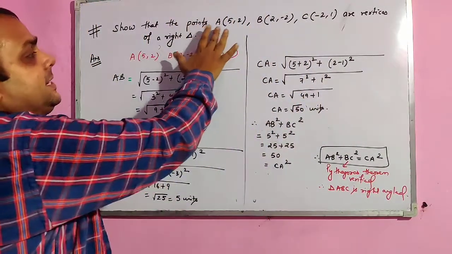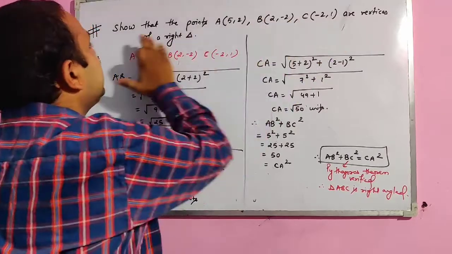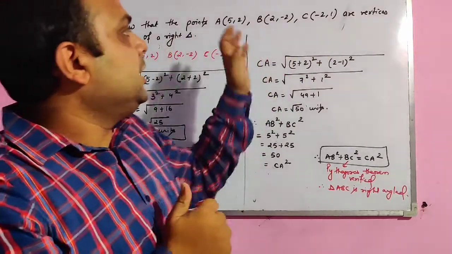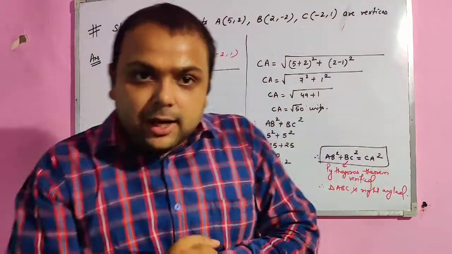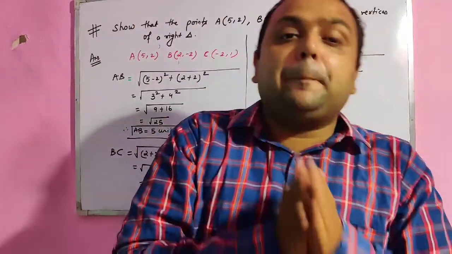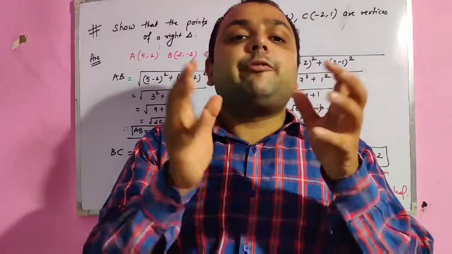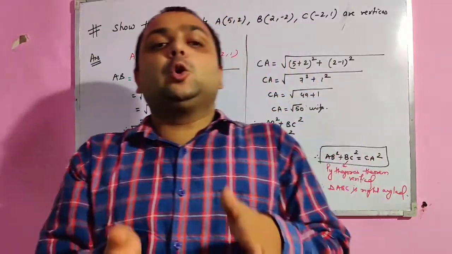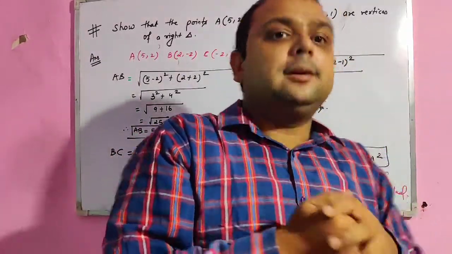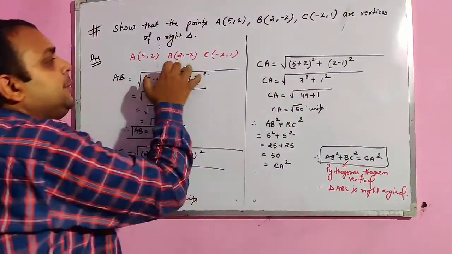Show that the points A, B and C are the vertices of a right triangle. These 3 points are the vertices of the right triangle. For a right triangle, the Pythagoras theorem should verify, that is, the sum of the squares of any two sides must be equal to the square of the third side. So what I have done, I have 3 points.